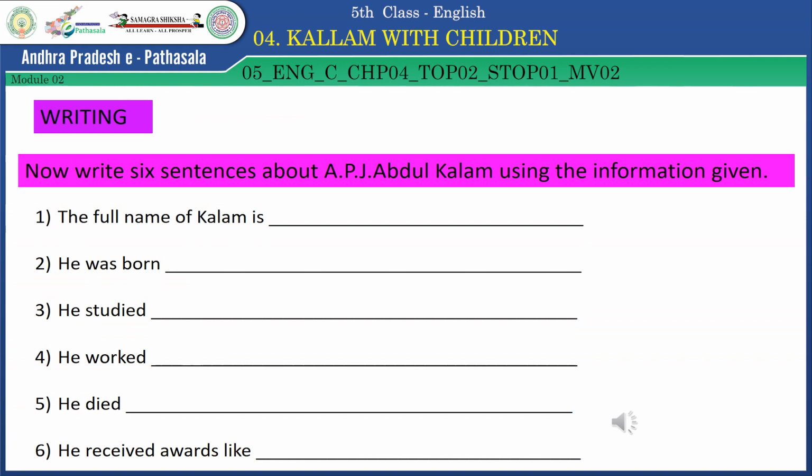Now, write 6 sentences about APJ Abdul Kalam using the information given. The first one is, the full name of Abdul Kalam is dash. The second one, he was born dash. The third one is, he studied. The fourth one, he worked dash. The fifth one, he died dash. The sixth one, he received awards like dash. Now, fill in the blanks.